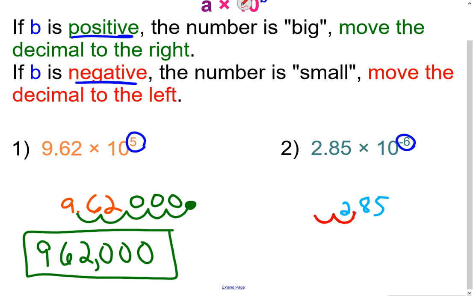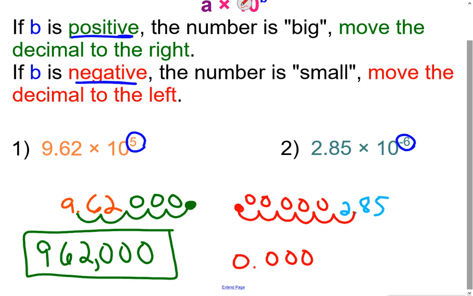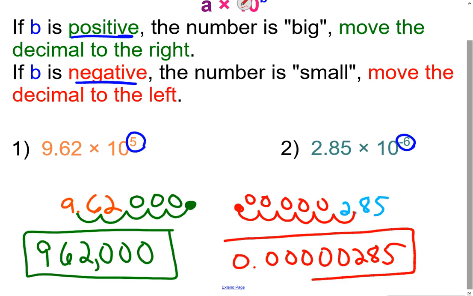1, 2, 3, 4, 5, and 6. Our new decimal place is going to be right here. And just like the previous problem, all these blank spots, we're going to put zeros in there. And our new number is right there. So I'm going to rewrite it as 0.000000285. We took our scientific notation and put it into standard notation.